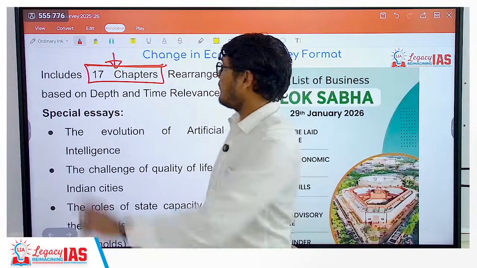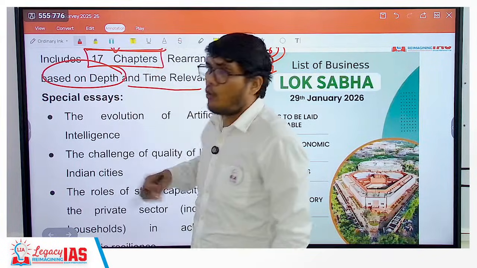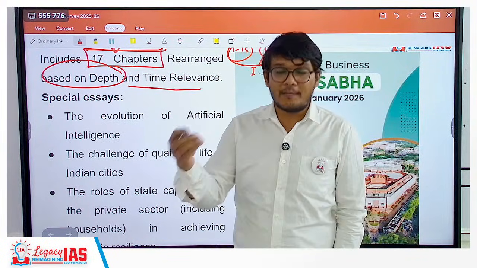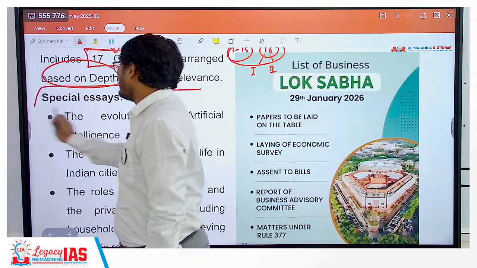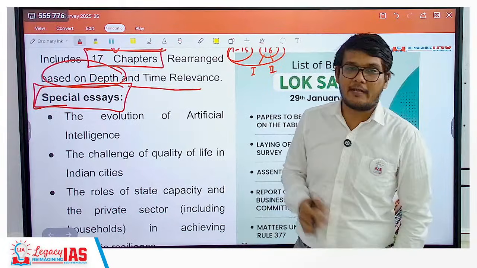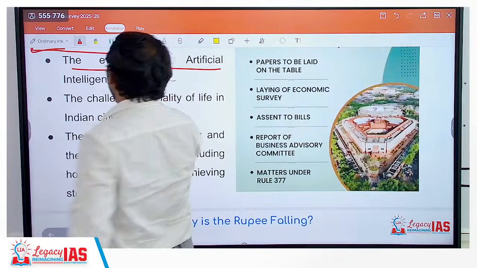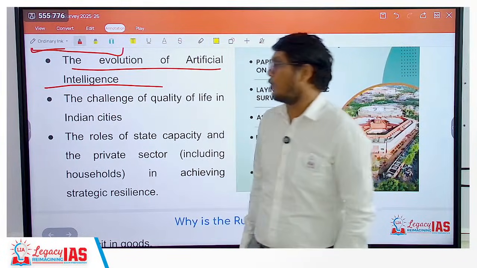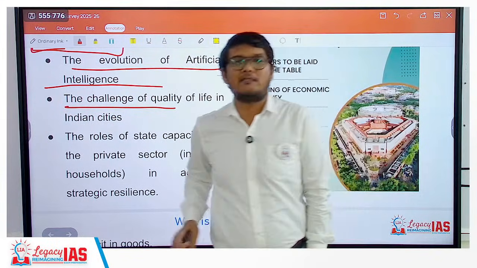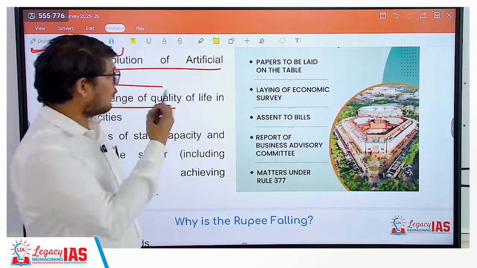So this year's economic survey is bulkier because it talks about more depth and more topics is what it tries to cover. Now, in addition to these chapters, the economic survey this year also includes special essays. So special essays have been included in the economic survey with respect to 3 different topics. First is the evolution of the artificial intelligence. Economic survey talks about this. Next is the challenge of the quality of life in the Indian cities. What challenges do people face in living a quality life in the Indian cities? That is what is discussed.